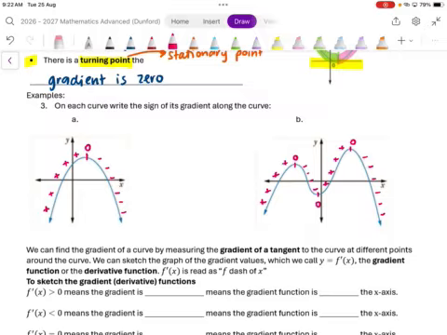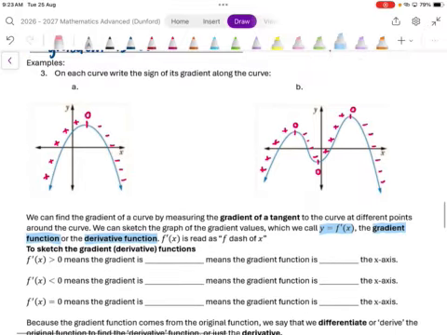So we can find the gradient of a curve by measuring the gradient of the tangent to the curve at different points around the curve, and we can sketch the graph of the gradient values, which we call y equals f dash x. This is our gradient function, which we also call our derivative function. When we're differentiating a function, which we will do in this topic, we are finding the gradient function. So all of this ties back to gradient. Now, f dash x is read as f dash of x, but I just say f dash x, skip the of.